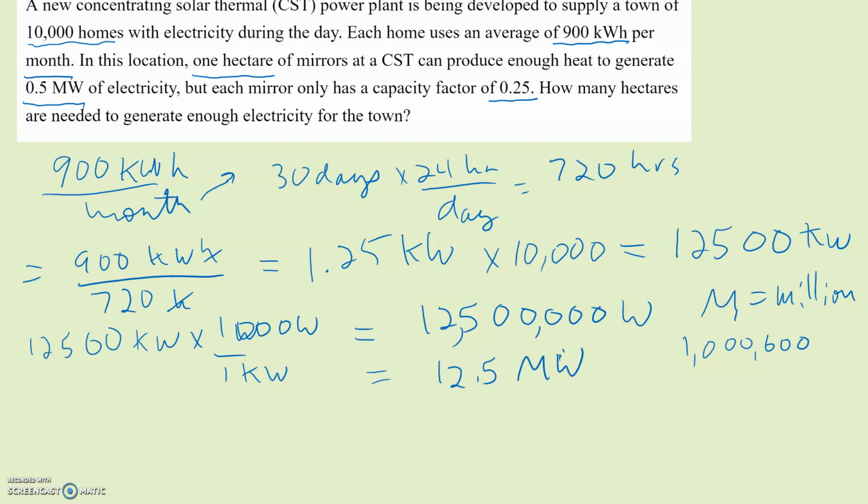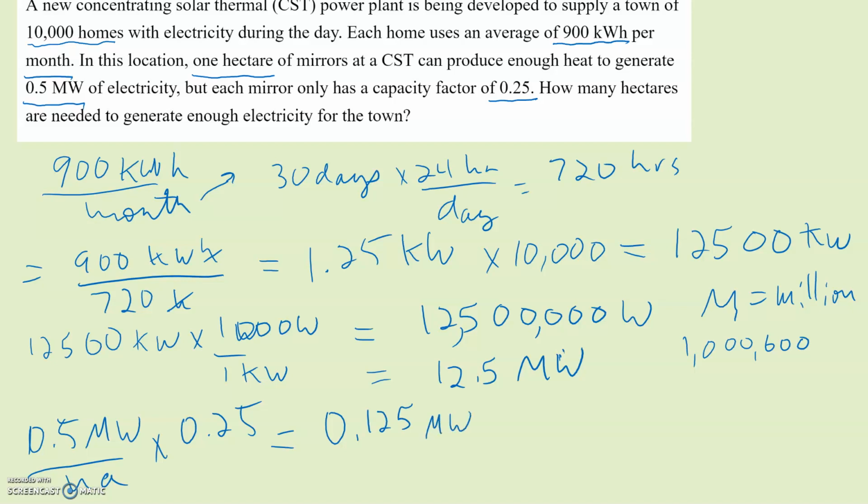All right. The capacity of one, well, let's do it this way, 0.5 megawatts per hectare. Ha is the abbreviation for hectare. But we can only get a quarter of that actual output. That's what capacity factor means. That means we actually only get 0.125 megawatts per hectare.